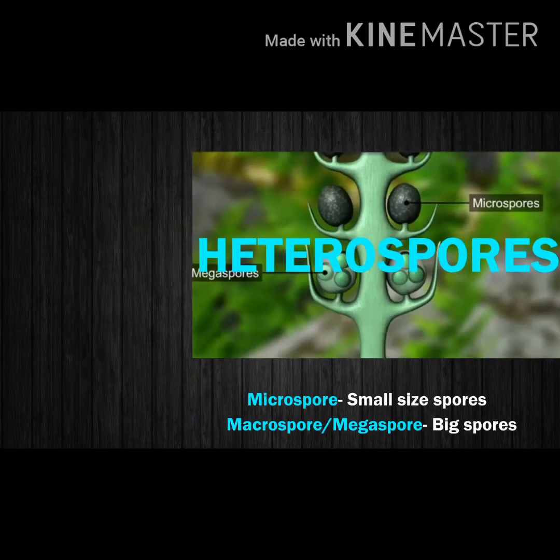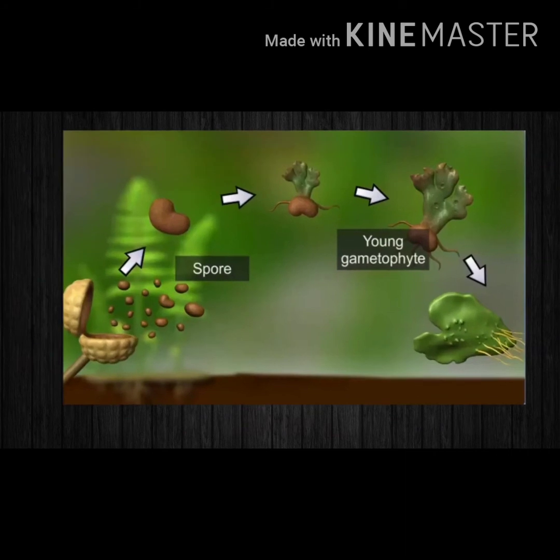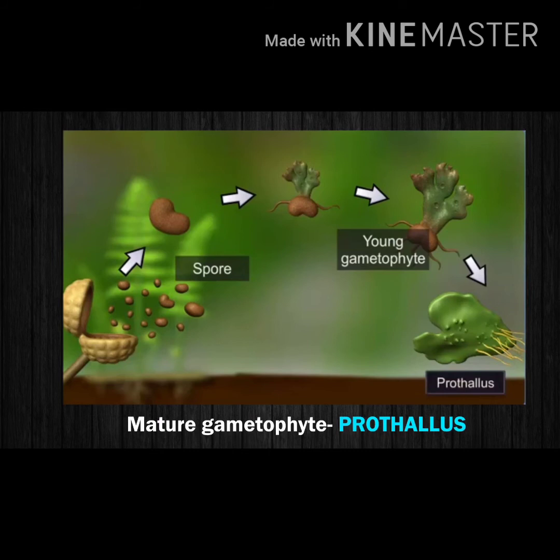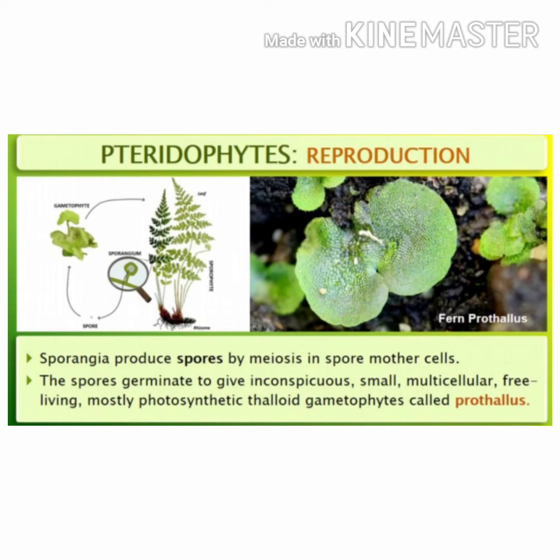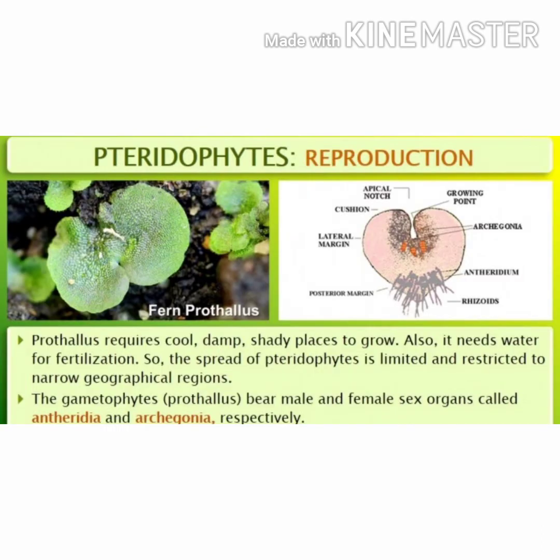Inside the sporangia, the spore mother cells undergo reduction division or meiosis to become haploid spores. These spores develop into an inconspicuous, small, multicellular, free-living, mostly photosynthetic thalloid gametophyte, which is called prothallus. Prothallus requires cool, damp, shady places to grow. Also, it needs water for fertilization. So the spread of pteridophytes is limited and restricted to narrow geographical regions.